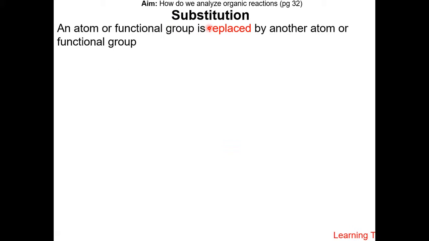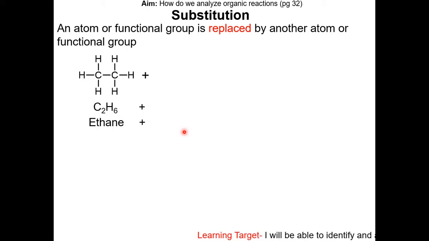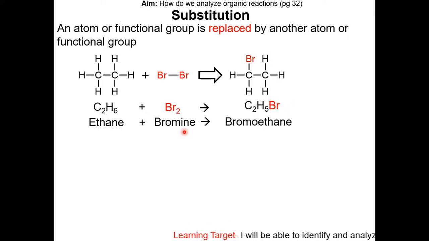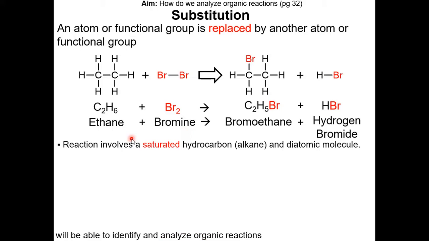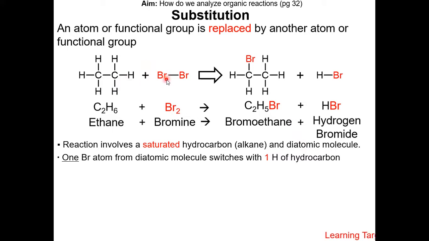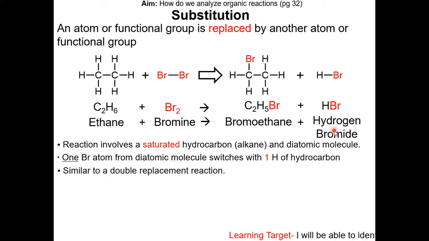In a substitution reaction, an atom or functional group is replaced by another atom or functional group. Let's look at an example. Here we have ethane reacting with bromine to form bromoethane and hydrogen bromide. This substitution reaction involves a saturated hydrocarbon and a diatomic molecule. One bromine of the diatomic molecule switches places with one hydrogen from the hydrocarbon. That's how we got bromoethane and hydrogen bromide. This is similar to a double replacement reaction.